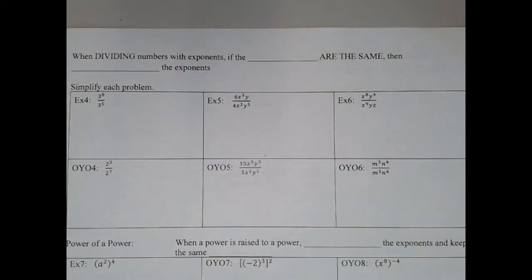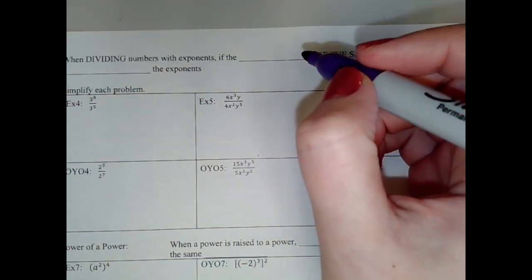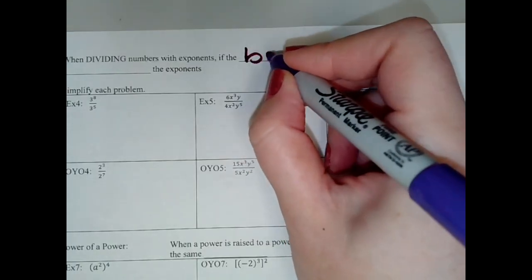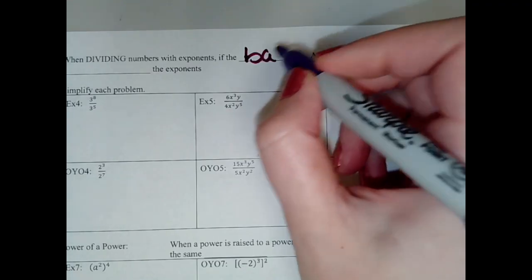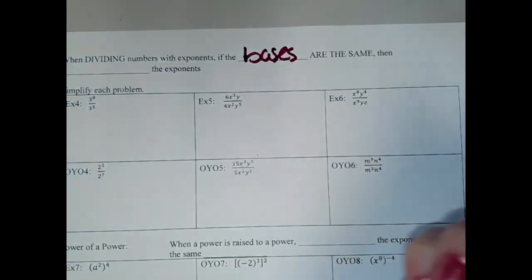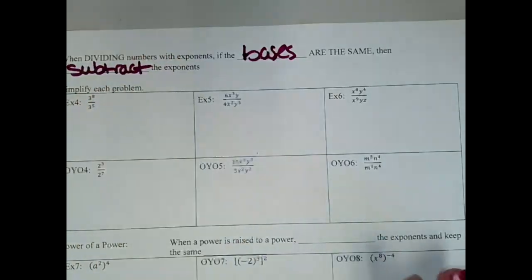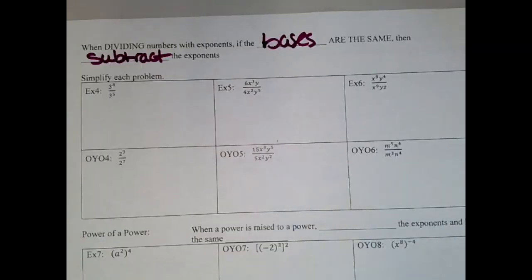It says when dividing numbers with exponents, if the bases are the same, then subtract the exponents. I think I mixed up my words earlier. There we go, that makes more sense. So if the bases are the same, you subtract the exponents. We're going to see that in example.